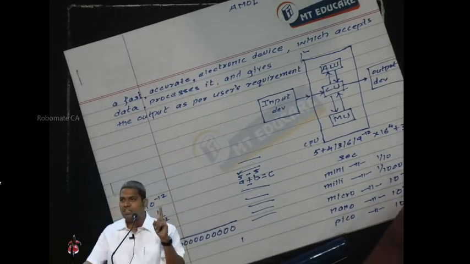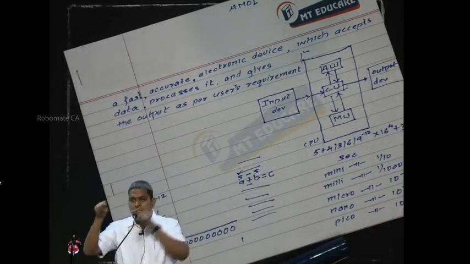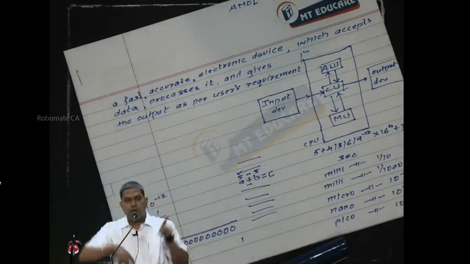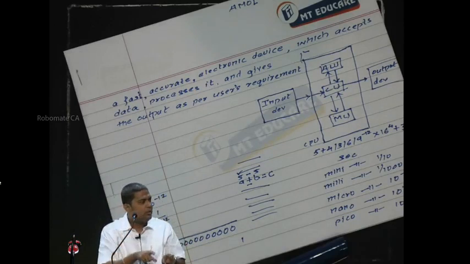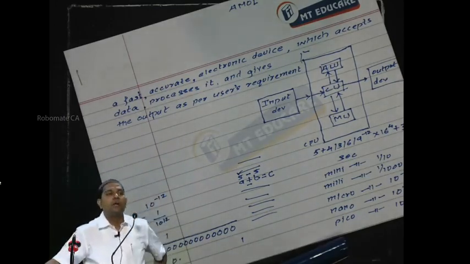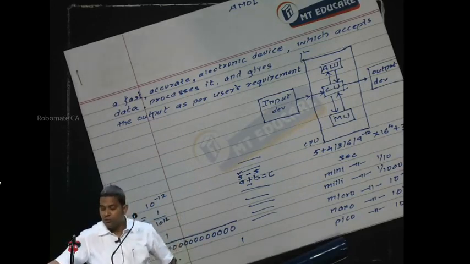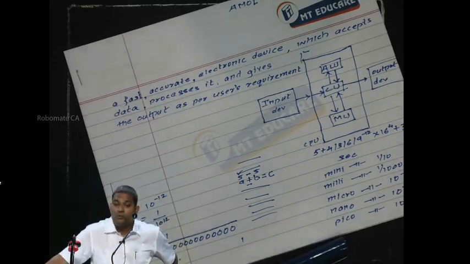Hey, we would like to see the scoreboard in the format that we like. Name of the team, name of the player, how he got out, number of runs he scored, number of balls he consumed, fall of wickets, extras, everything. Am I right or wrong? So don't you think we would require the output in the way we want? So it should give the output as per the user's requirement.